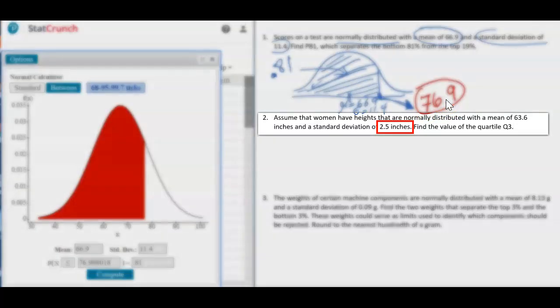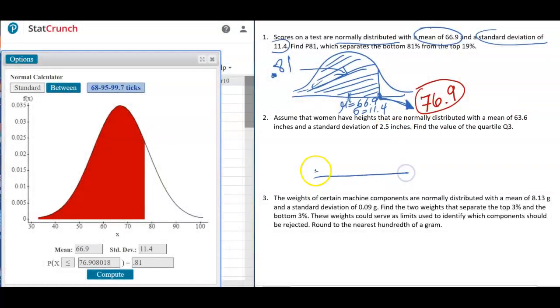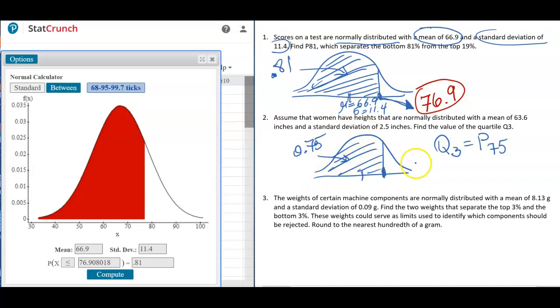Let's read the next problem. Assume that women have heights that are normally distributed with a mean of 63.6 inches and a standard deviation of 2.5 inches. Find the value of quartile 3. Remember, quartile 3 represents the 75th percentile, or 75% of the area located to the left of that value. So we draw a graph with the normal distribution, mean of 63.6 inches, standard deviation 2.5 inches.